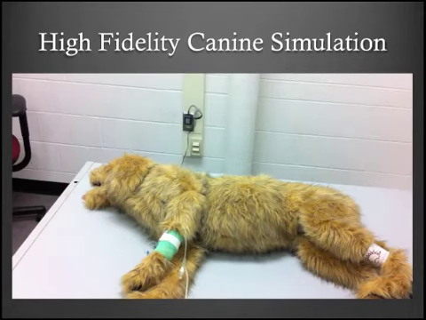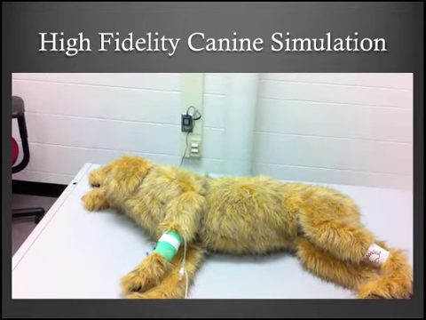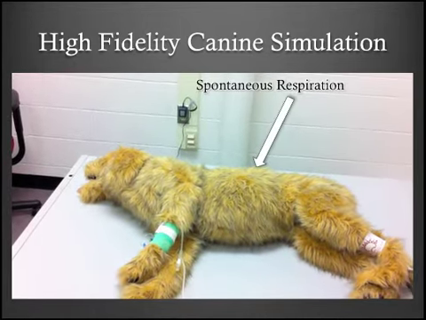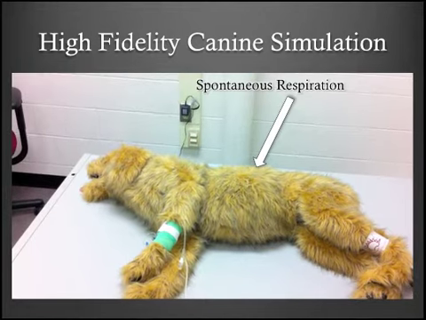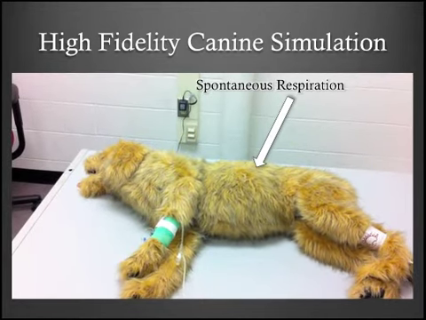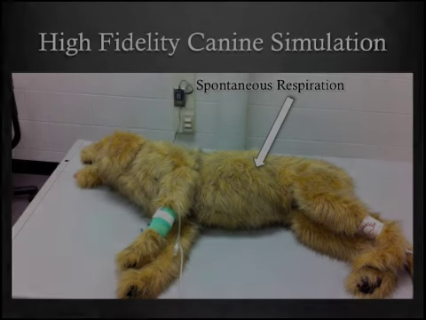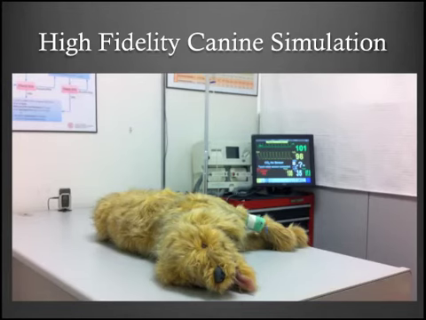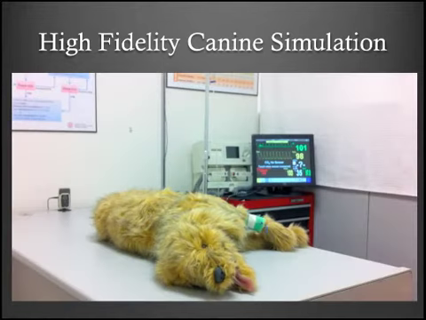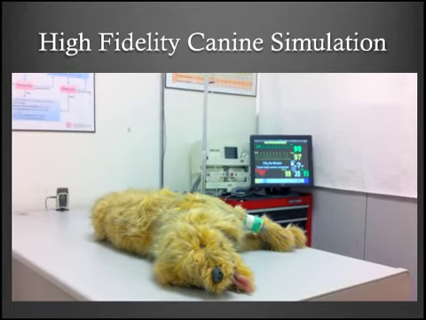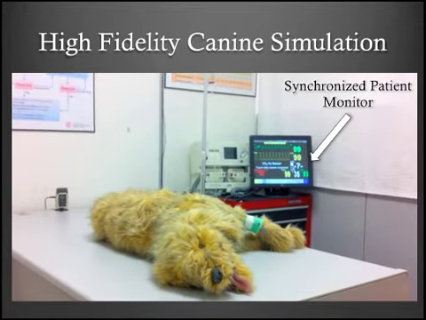The concept of high-fidelity canine simulation is to provide realistic physiologic feedback, such as spontaneous respiratory movements, that require learners to apply assessment and critical thinking skills in real time to a patient. In addition to physical feedback, a simulated patient monitor provides clinical data such as ECG waveforms, pulse oximetry data, and blood pressure synchronized to the physical feedback provided by the mannequin.